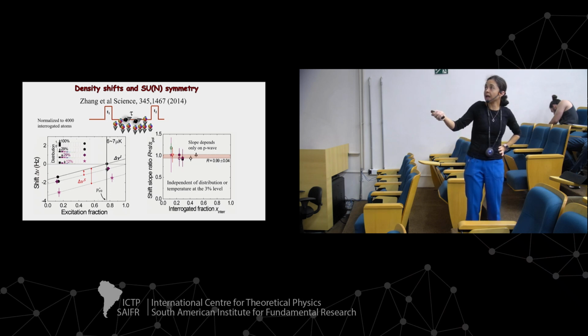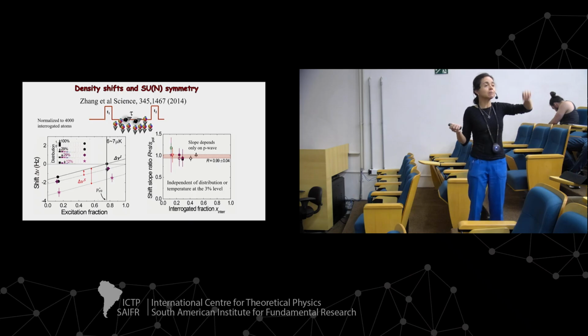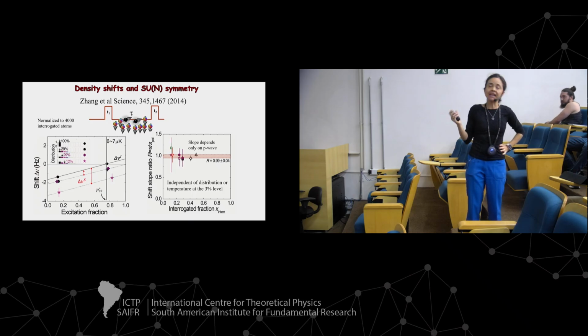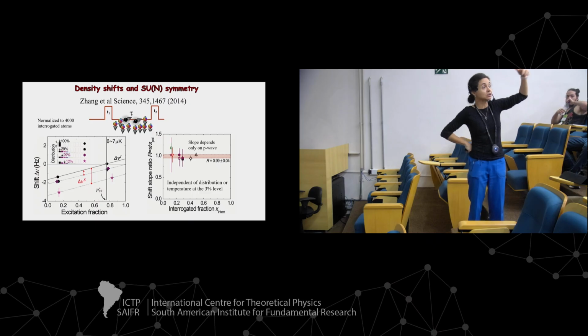And therefore, we were able to confirm the SUN symmetry of the collisions at the 3% level. So we think that this is small. I mean, it could be better, but at this level, that's what we were able to measure.